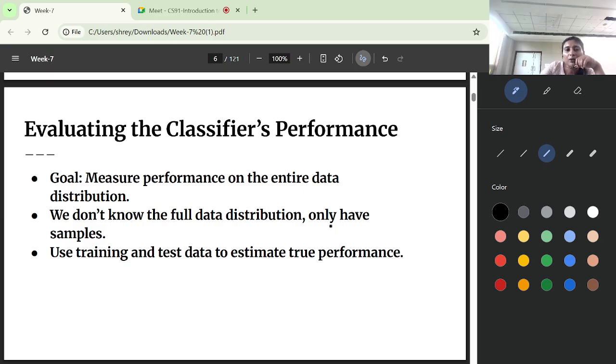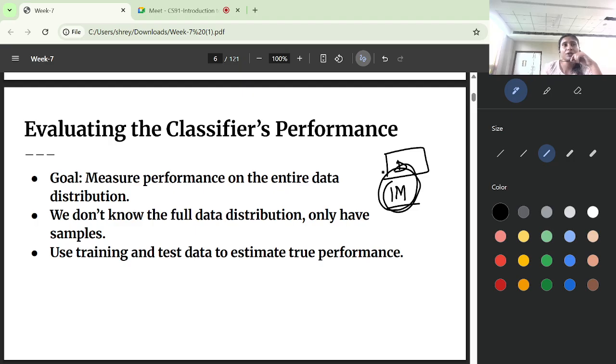So now, evaluating the classifier performance. We have discussed multiple evaluation measures. Now we start with how to evaluate a classifier or model's performance. Our goal is to measure the performance on the entire data distribution. It means that we have some data D. Let's say we have 1 lakh samples or 1 million samples, and on all this data we want to measure the performance of a particular classifier. Why are we talking about the entire data distribution? Because theoretically we are modeling on the basis of data that is given to us, but ideally we want to learn the exact distribution underlying the data.